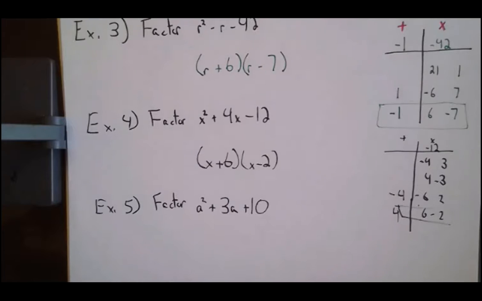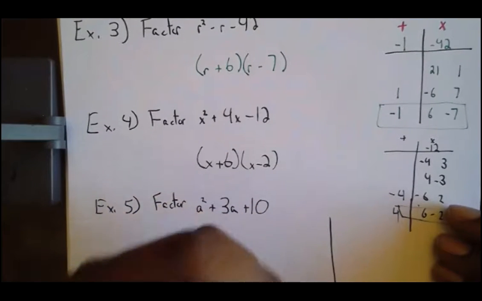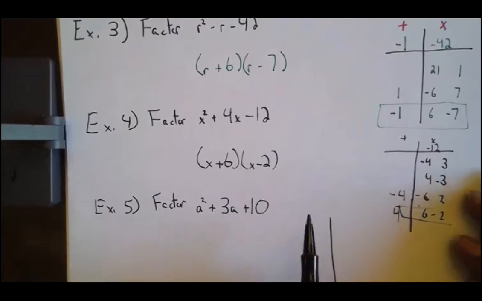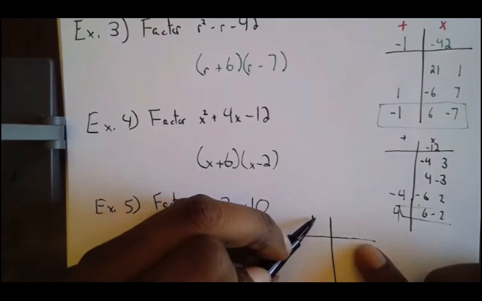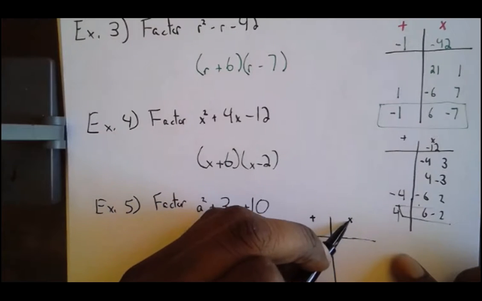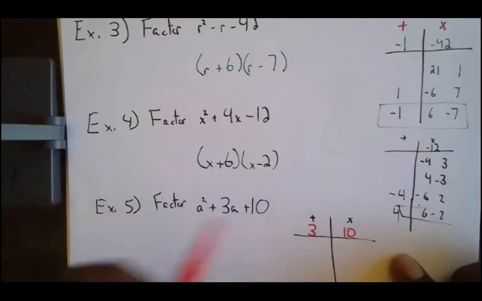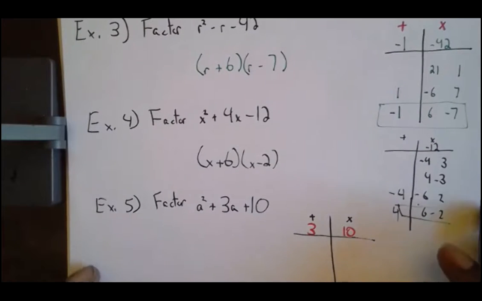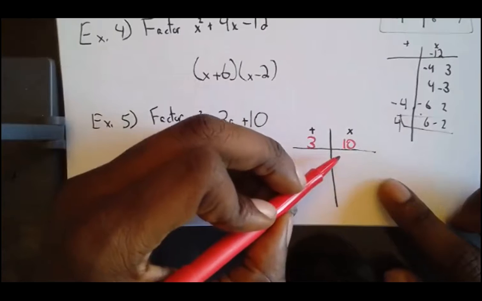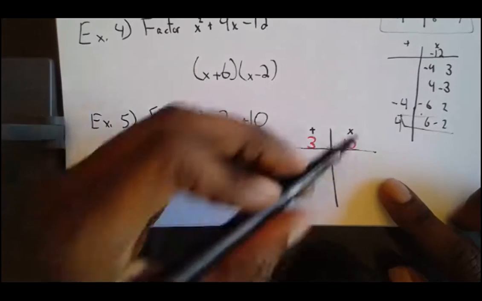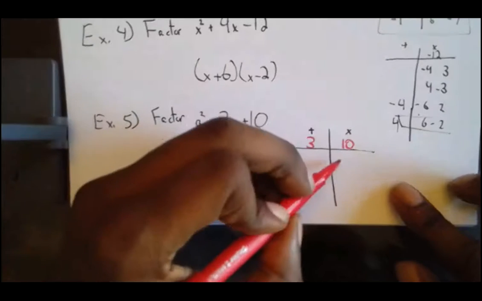Okay, this one is more difficult. I don't know if anybody notices. It's a little bit more difficult. So let's go over it. We have the 3 here and we have the 10 here. So let's see what's happening here. We know that 10 is, what are the numbers that will multiply to give us 10? 2 and 5, good.